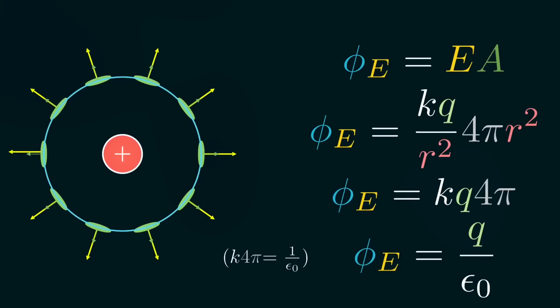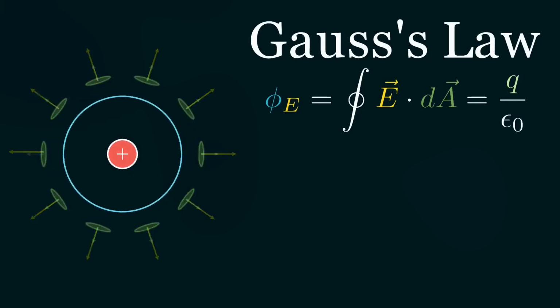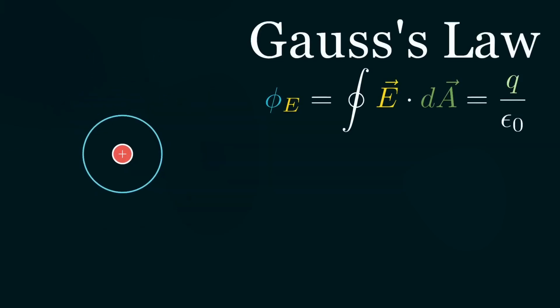And this is Gauss's law. The electric flux is equal to the charge inside the sphere divided by epsilon naught. And the thing that makes this powerful is that it also works for any closed surface, usually called a Gaussian surface, not just a sphere. To see why, we can surround the sphere with a completely general surface.